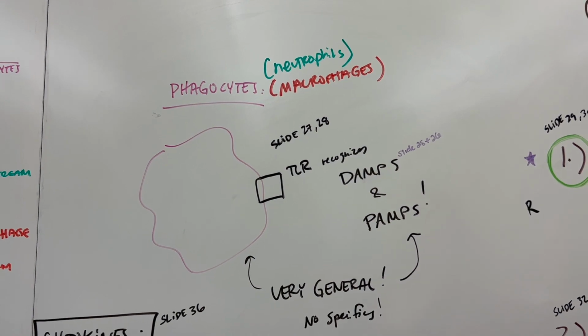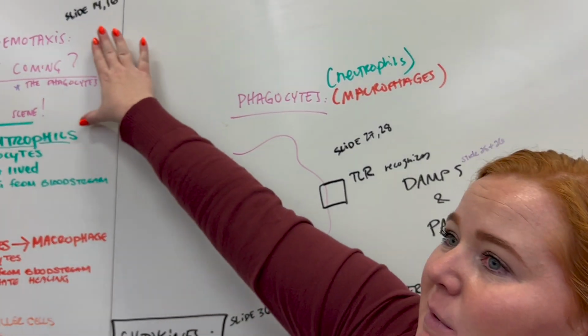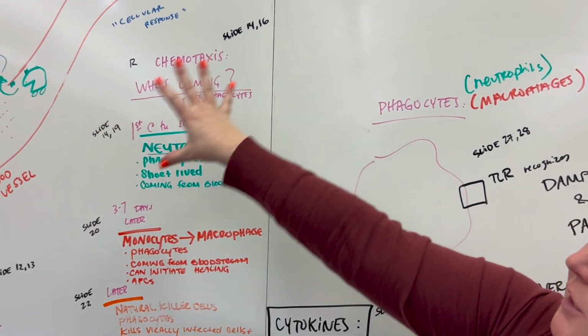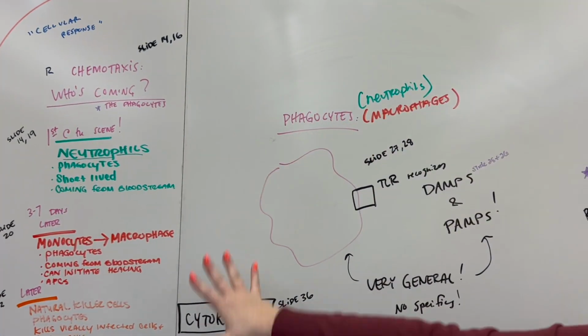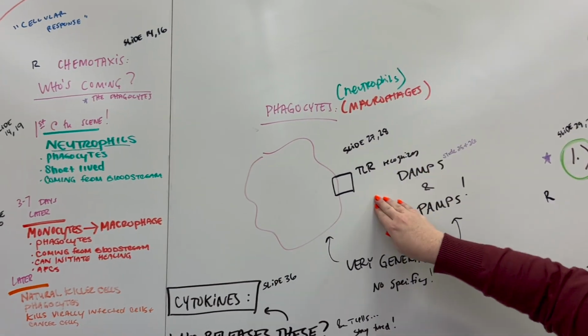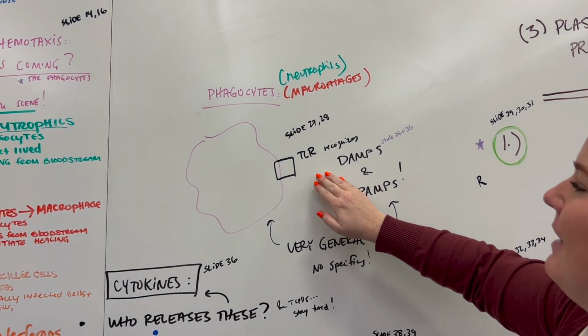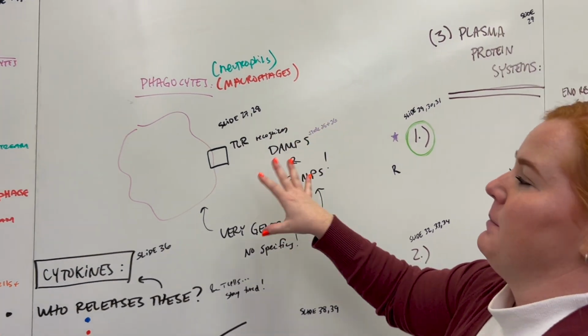Okay, so we talked about chemotaxis and how it's calling in all these different phagocytes. We learned about all the different phagocytes. Now we're going to learn about some specific things they have on them that make them so effective.